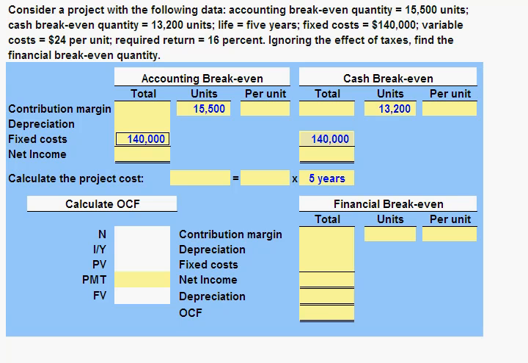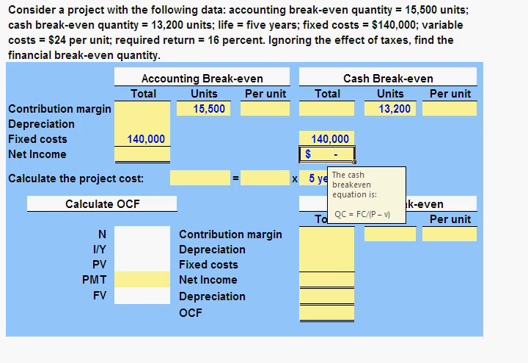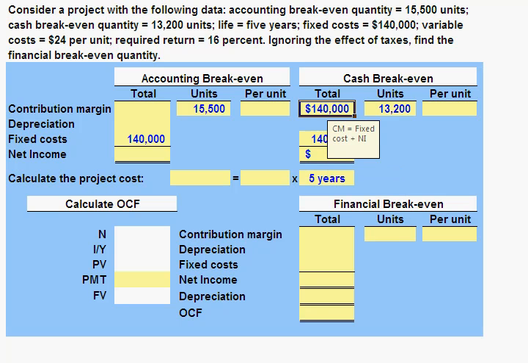To find the financial break-even quantity, we're going to need both the project cost and the project's operating cash flows. We're going to begin our analysis by calculating our break-even contribution margin per unit. Our cash break-even contribution margin per unit can be found with our contribution margin income statement. Recall, cash break-even occurs where net income is zero after we have ignored depreciation expense. This means our total contribution margin must be $140,000.